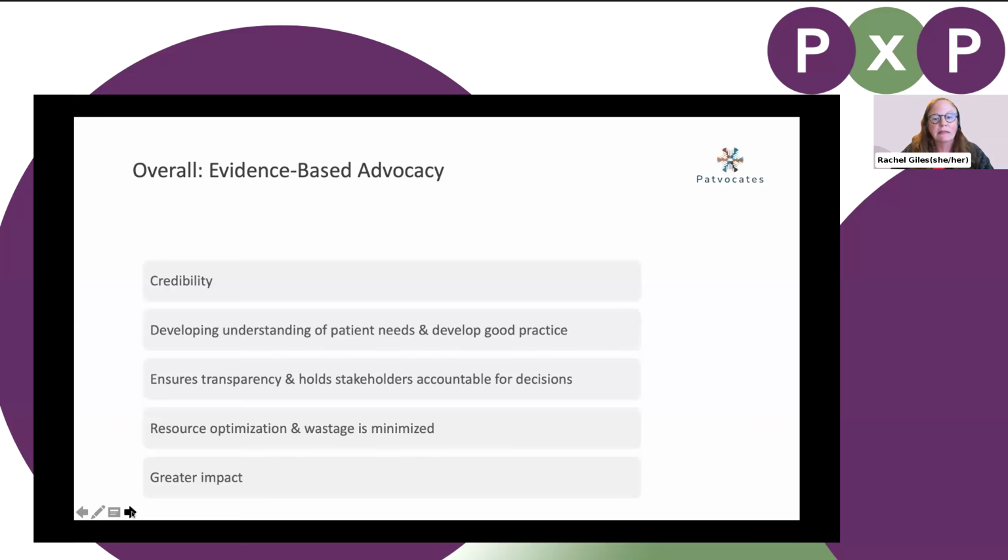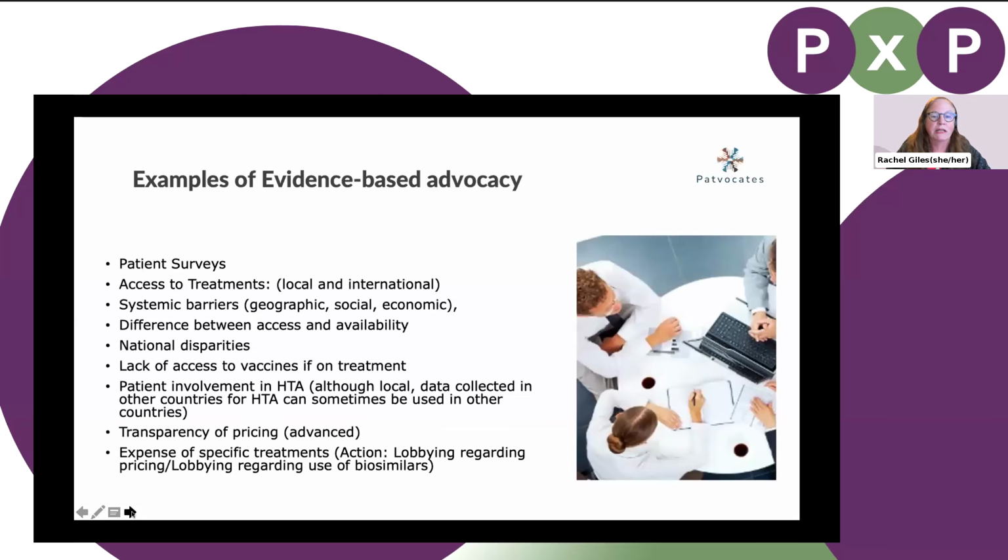So next slide, please. I have a couple of examples here I'd like to share with you in the last few minutes. Obviously, most of you, if you're a patient advocate, are involved in some form of evidence-based advocacy, no matter what you call it. For example, patient surveys are a very important aspect, but you can also fight for access to treatments using evidence-based advocacy. You can point to national disparities or even global disparities, and I'll give some actual examples in a minute. This is just a list I wanted to put up there. So next slide, please.